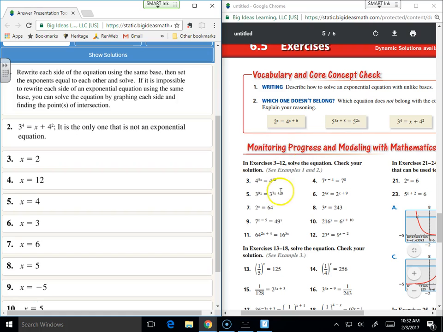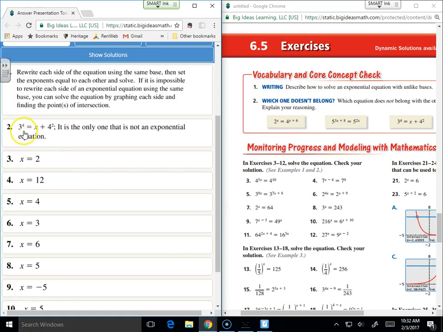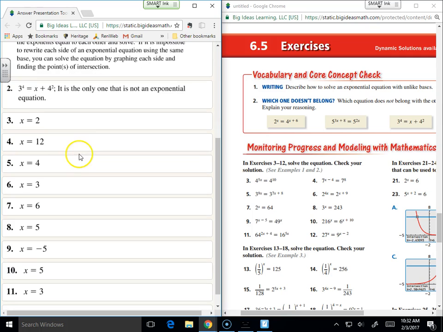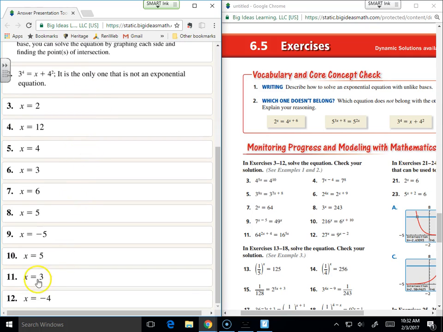Number 2, which doesn't belong? The one that didn't belong the most. There were some differences of the others, but the one that didn't belong the most was this one because it had a number to a base, but where was the variable? Well done. So, x is not in the exponent in number 2. This was the guy that totally didn't match.